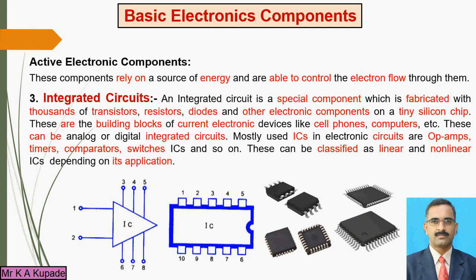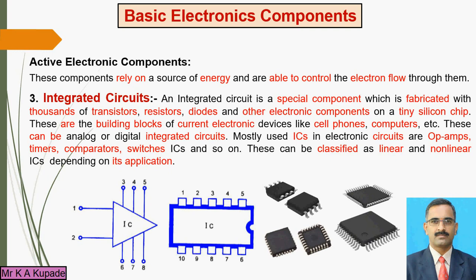For example, today you are using mobile phones, right? This mobile phone has a processor. That processor has n number of components fabricated in it, and it acts as one kind of integrated circuit, right? So it is said that these ICs are normally used in electronics devices like cell phones, computers, and many more electronics devices, right?